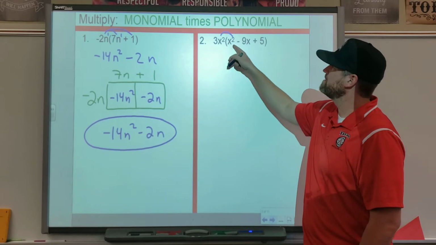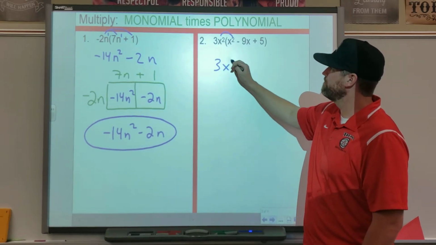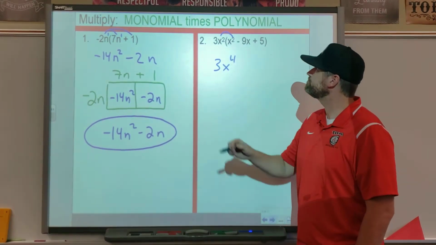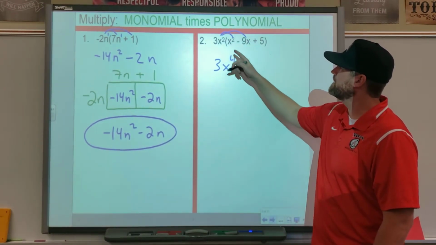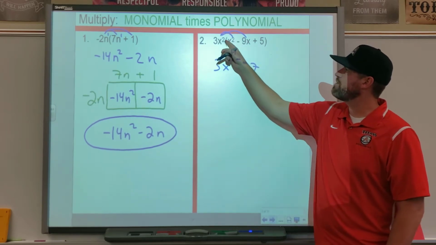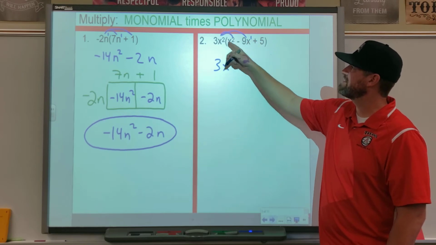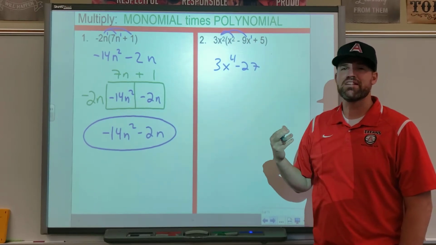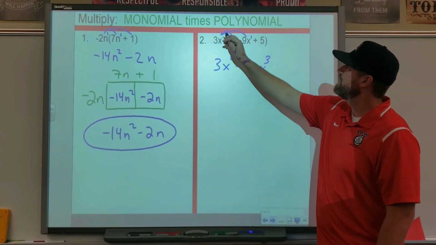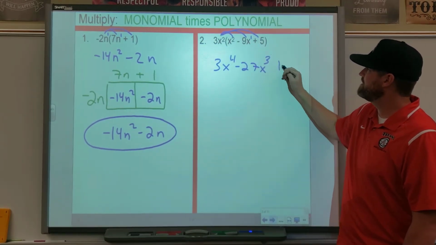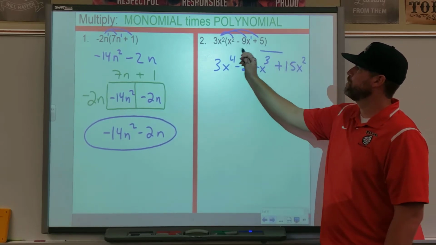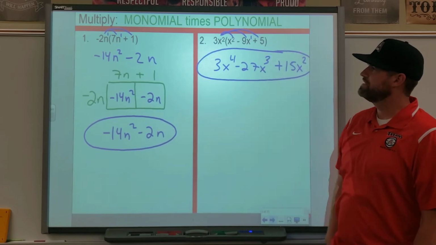All right, x squared times x squared is x to the 4th. But it's because we're adding the 2's, not because we're multiplying. Same thing here. We get 3 times negative 9 is negative 27. And then x squared times x to the 1st, it's not 2 times 1, it's 2 plus 1. So that's going to be x to the 3rd power. And then 3x squared times 5 is 15x squared. No like terms, so we are done.